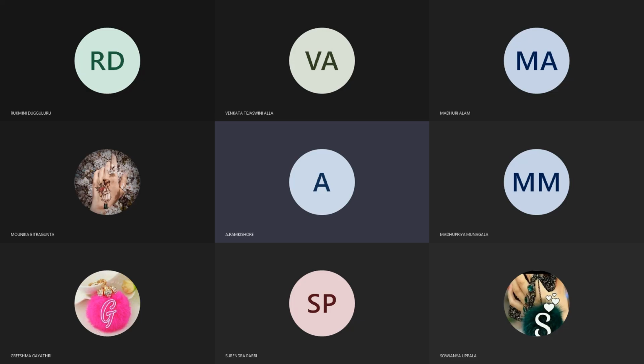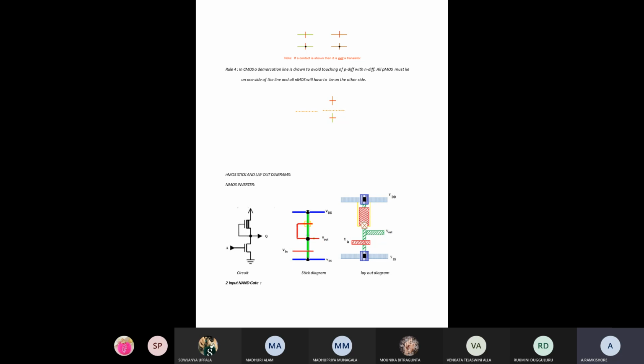In today's class, we have to discuss different stick and layout diagrams of different MOS devices. We already have some knowledge about how to design a CMOS circuit or NMOS circuit by looking at the proper Boolean expression, that means the output expression.